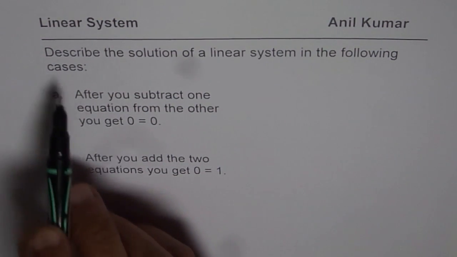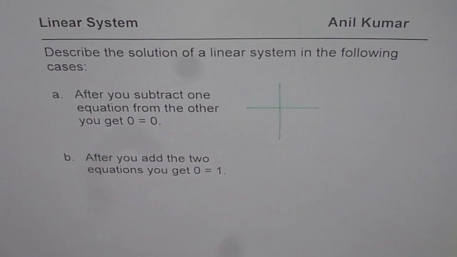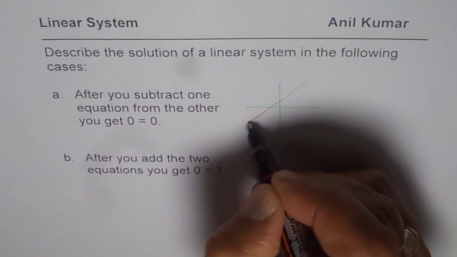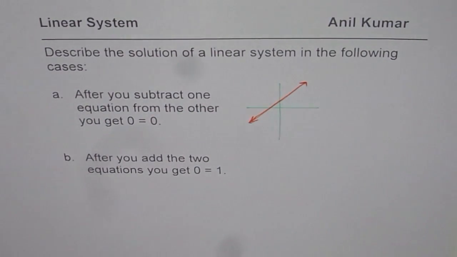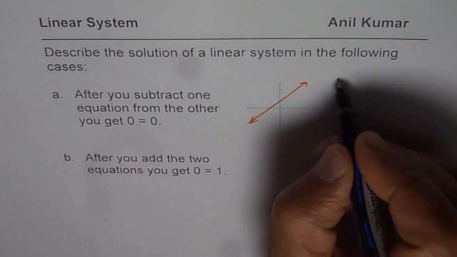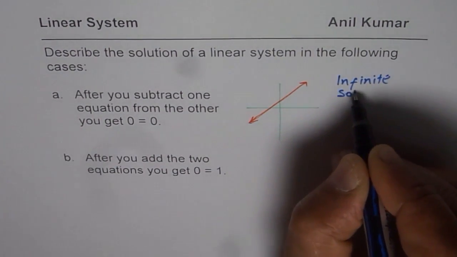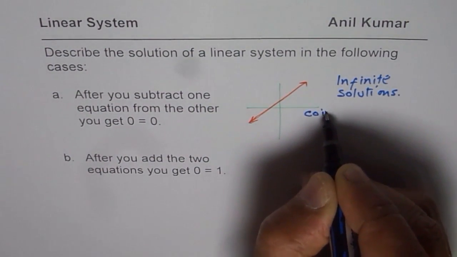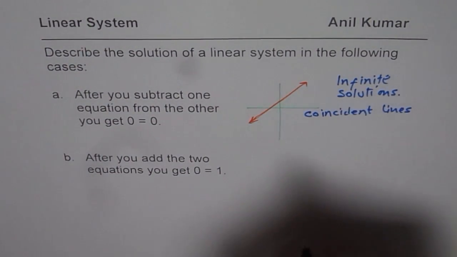In the first case, while solving linear systems, if you're getting 0 equals 0, it really means that the system is made up of two equations which are exactly the same. So that could be two overlapping or coincident lines. If you have exactly the same equations, you get 0 equals 0, and that really means we have infinite solutions, because the lines are coincident. So we are working with coincident lines, so we have infinite solutions.